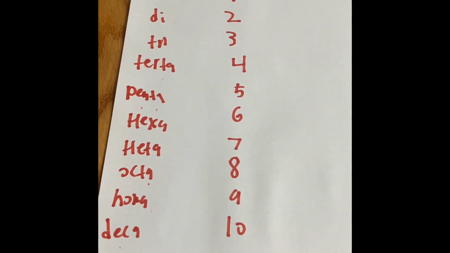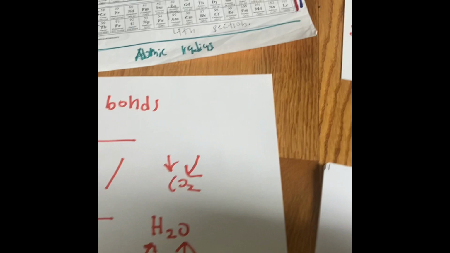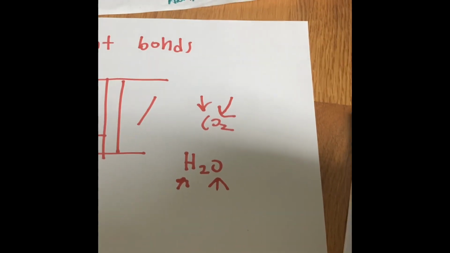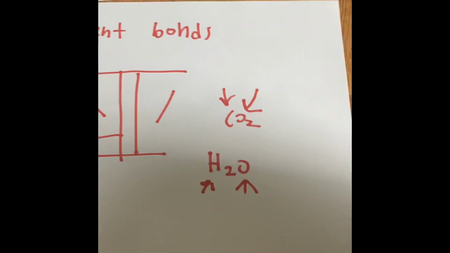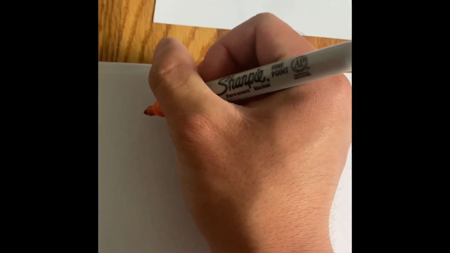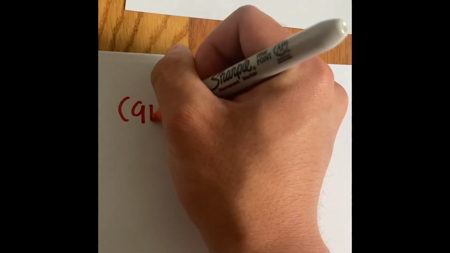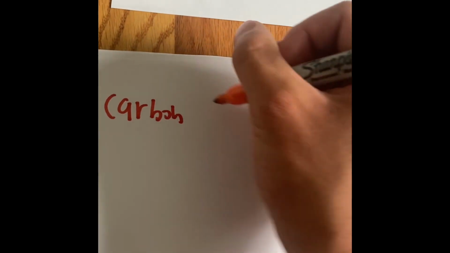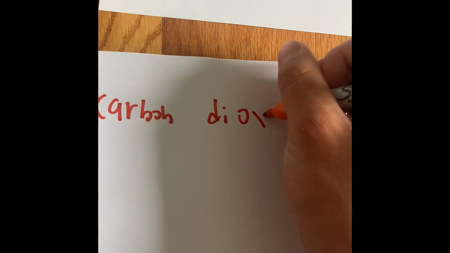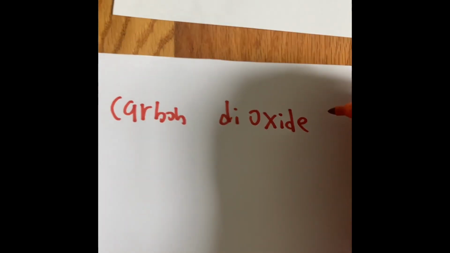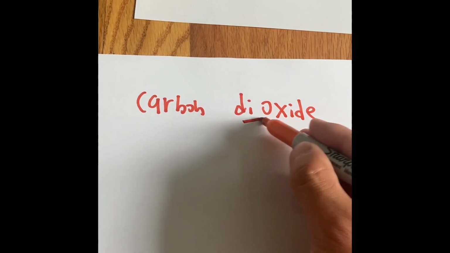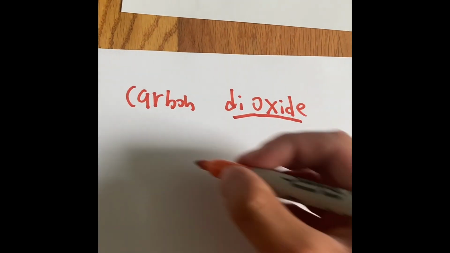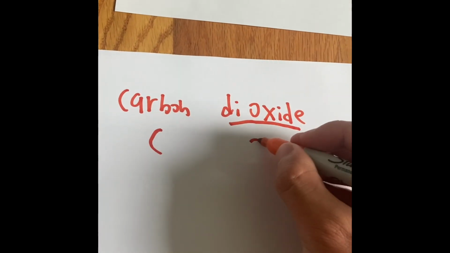Like, for example, earlier in the video, we said we had carbon dioxide. And we usually have the prefixes at the front of each of the compounds. Here's an example. If I write carbon dioxide in its full name, the reason why is the prefixes always come before the name. So, CO2.